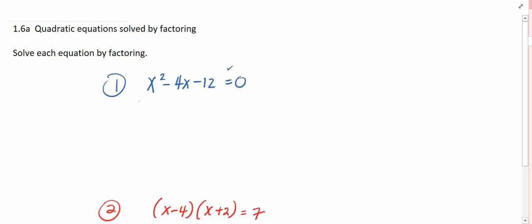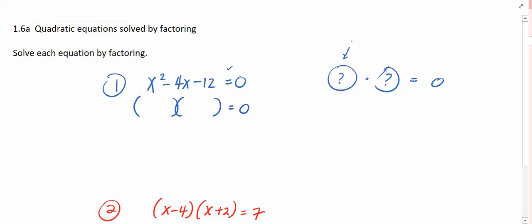Now, we're going to use something called the zero product property, and that says this. If I have something times another something, and I know that that's equal to 0, it doesn't matter what I have here. Something times something equals 0, then one of those things has to be 0. This one can be 0, or that one can be 0. Maybe both of them, but one of them has to be.